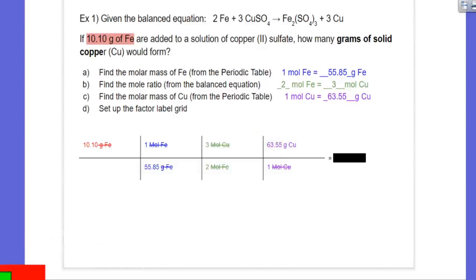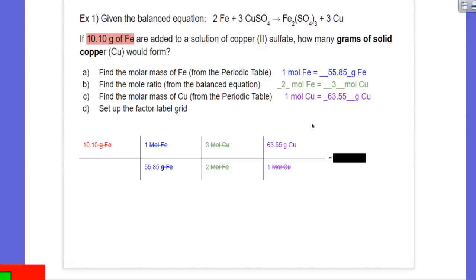Now I need to plug this all into my calculator. I'm going to plug in 10.10 times 1 times 3 times 63.55. Then I'll hit the enter button. And you shouldn't write down and re-enter what you get. Don't round before you have to. Your calculator doesn't round when you use the answer button. So please always use the answer button.